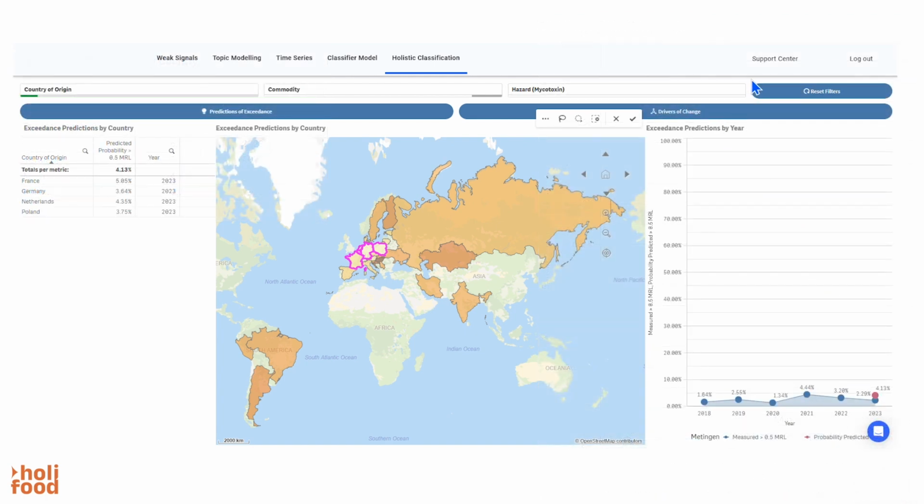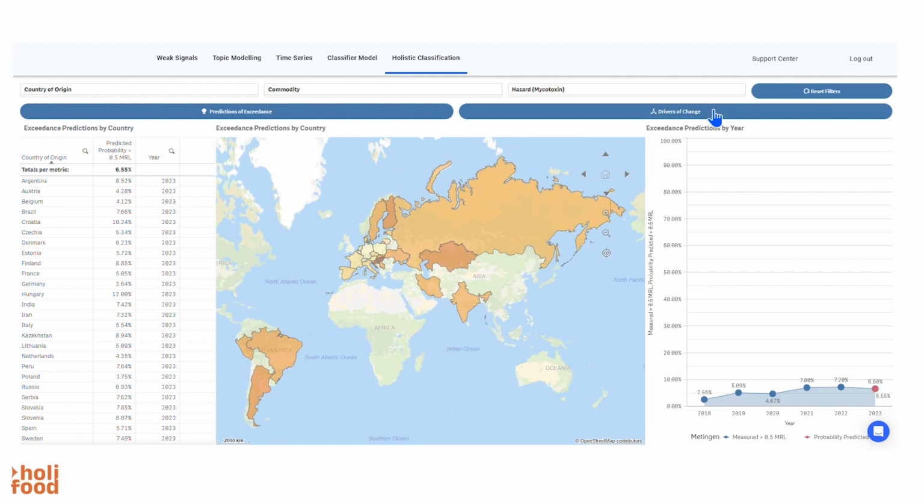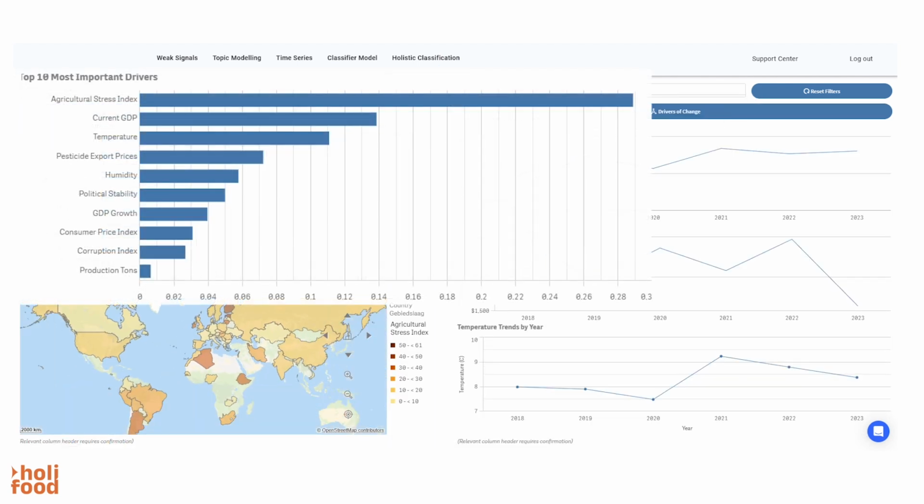Besides predictions of exceedance, we can also look at the drivers of change that were used as input for this classification model. On the top left, we see the 10 most important drivers of change. The most important driver is the agricultural stress index. Other drivers include economical drivers such as the GDP or gross domestic product, but also drivers related to the weather, such as the temperature and humidity.